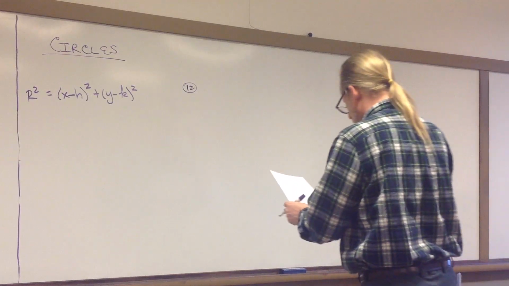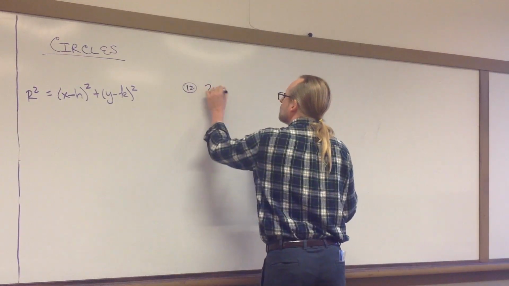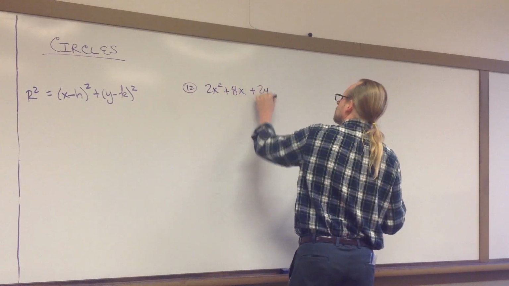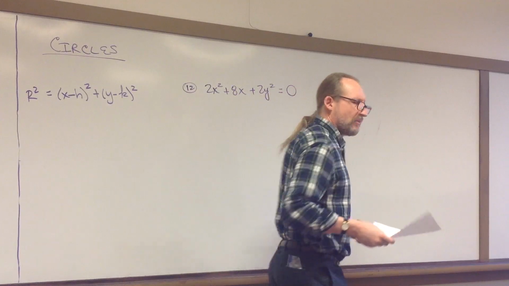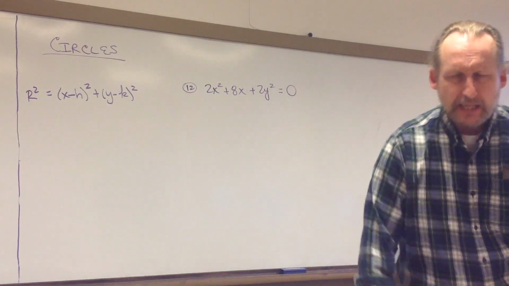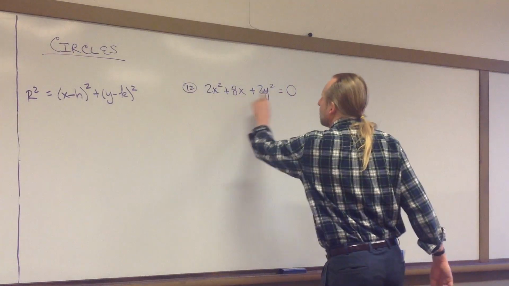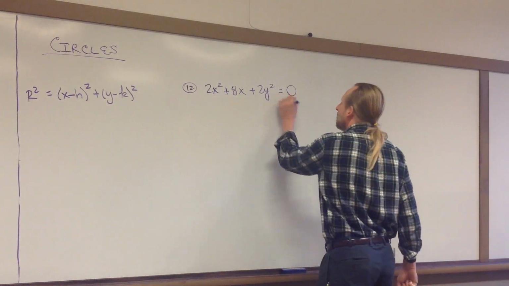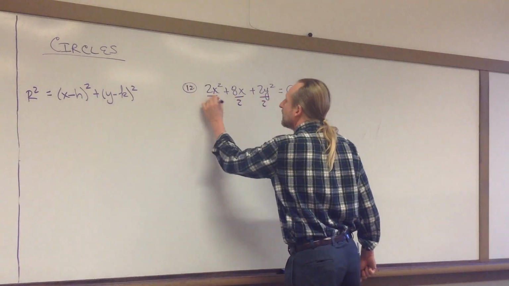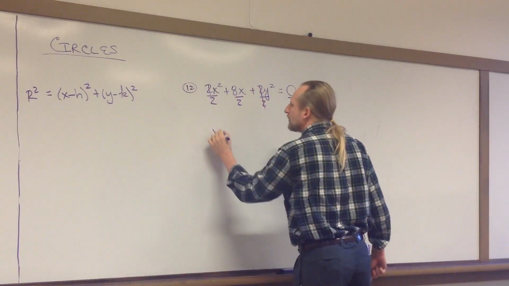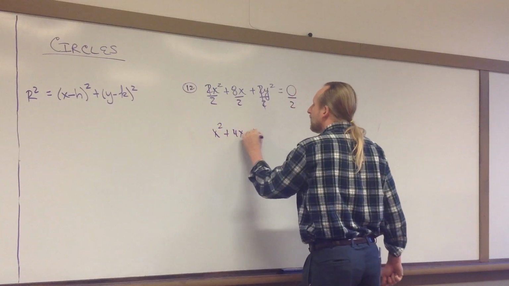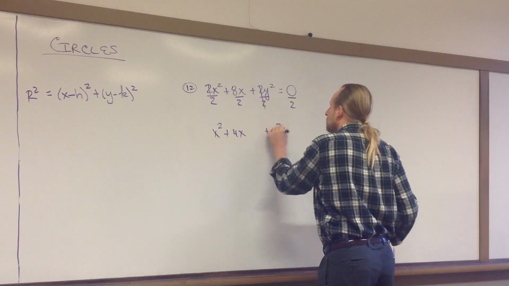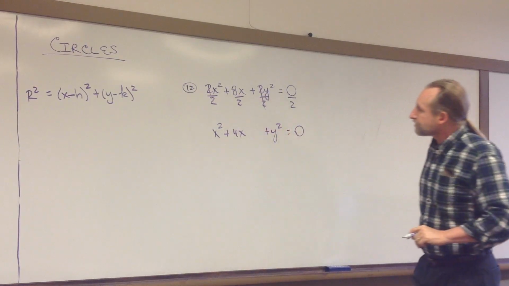Okay, so problem 12, 2x squared plus 8x plus 2y squared equals 0. And so again, the real key is that the coefficients in front of the squared pieces have to be the same to make this a circle. And so let's go ahead and divide everything by that 2. So this will be x squared plus 4x, let me leave a space here, plus y squared still equal to 0.